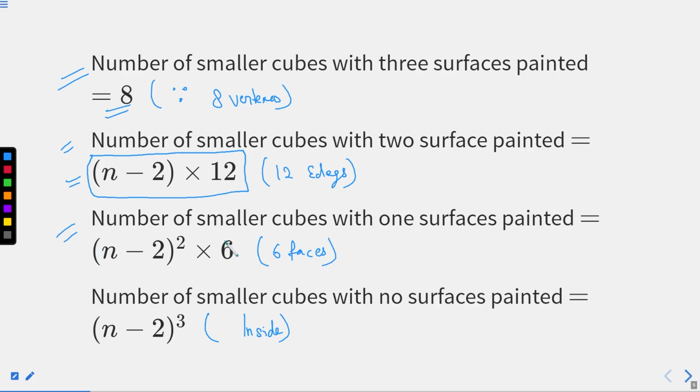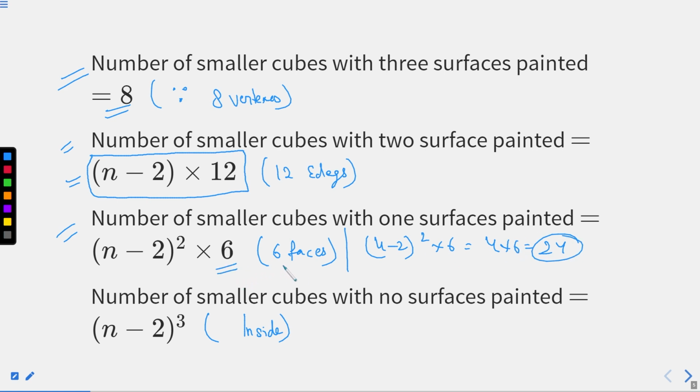Similarly, the number of cubes with 1 surface painted will be n minus 2 whole square, multiplied by 6. Why am I doing this? Because let's take an example of the previous cube in which we have 4 divisions, right? So if we solve this, 4 minus 2 whole square multiplied by 6, what are we getting? 4 into 6, that is again 24. We are getting the correct answer. And why are we multiplying it by 6?